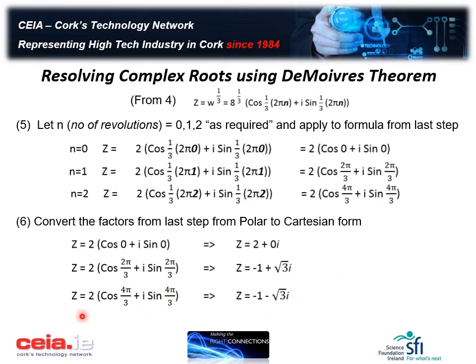And then finally, the last one, cosine 4 pi over 3 plus i sine 4 pi over 3. Again, our knowledge of the unit circle: 4 pi over 3 is in the third quadrant, or the lower left quadrant, and so both cosine and sine will be negative. So we get z is equal to minus 1 minus root 3i. So those are our 3 roots that we were looking for.